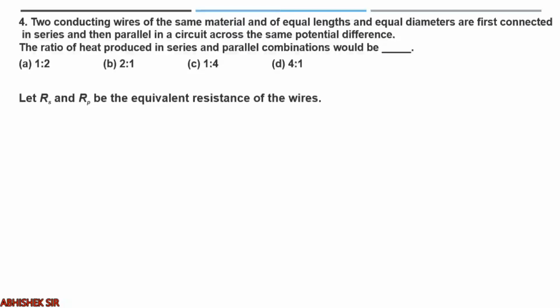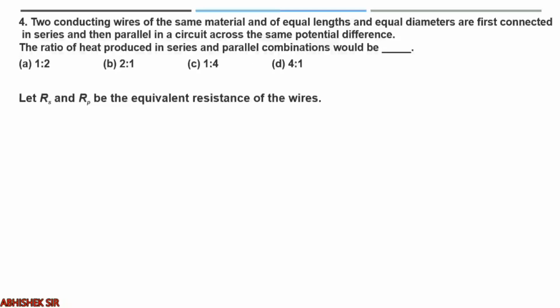Now we have to relate the ratio of heat produced in series and parallel combination. So from resistance we have to go to the ratio of heat. Okay, now let us see the solution. Let RS and RP be the equivalent resistances.